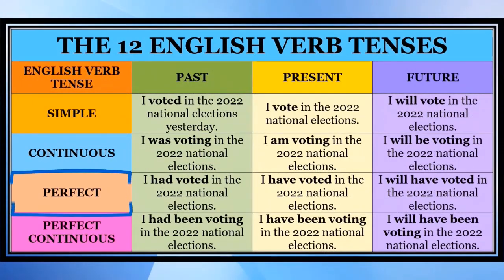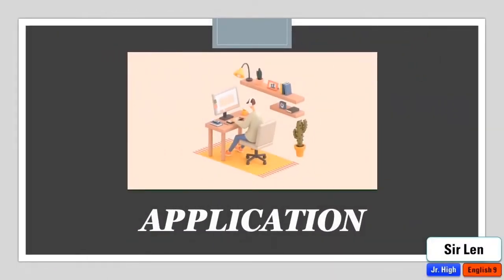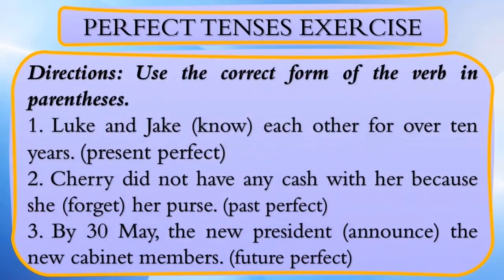Those were the perfect tenses. Directions: Use the correct form of the verb in parentheses. 1. Luke and Jake know each other for over 10 years. Present perfect. 2. Cherry did not have any cash with her because she forget her purse. Past perfect. 3. By the 30th of May, the new president announced the new cabinet members. Future perfect.